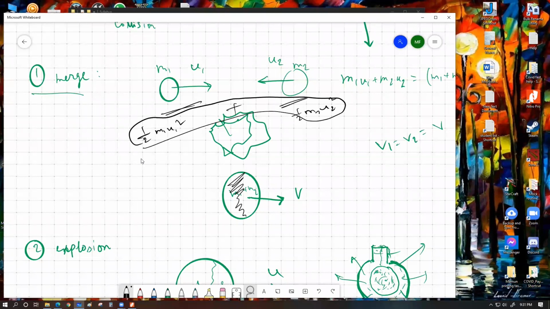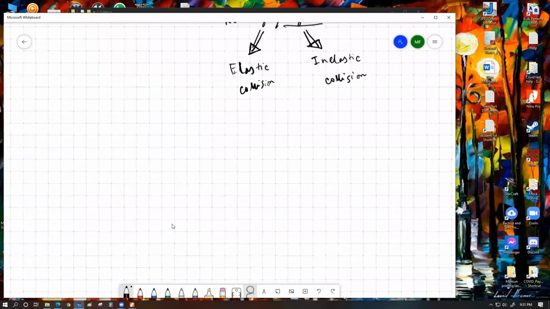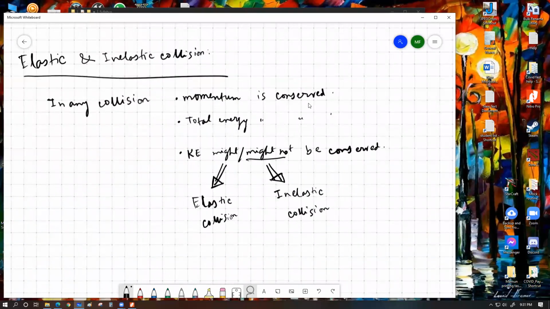type of collision that we can define to be inelastic collision. Have a look at the writing that I provided, that in any collision, momentum is always conserved. Total energy is also conserved. Kinetic energy before and after might be conserved, might not be conserved. If it is conserved, we call it elastic collision. If it is not conserved, we call it inelastic collision. Now, not conserved means before and after these two numbers not becoming equal.